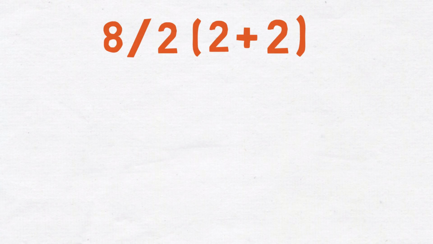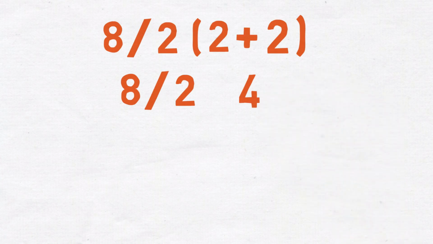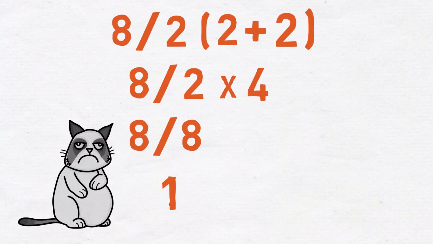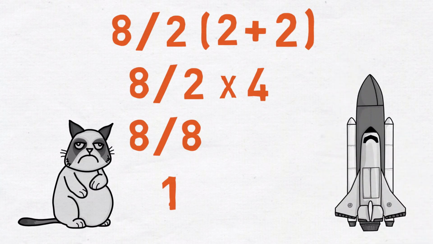We start with the parentheses again. So we have 2 plus 2, which gives us 4. We then multiply 4 by 2, which gives us 8. And finally we divide 8 by 8, which gives us 1. Now this is pretty amazing. 1 and 16 are totally different answers. Imagine if this result was used in a critical operation. A wrong answer could be disastrous.